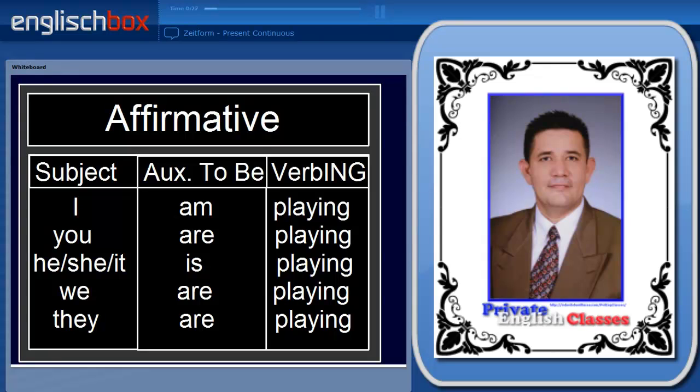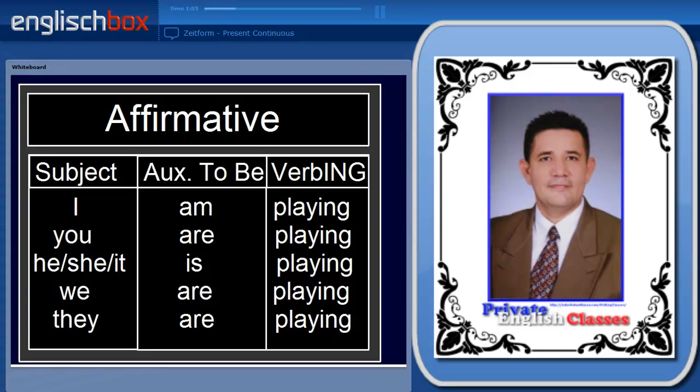In the affirmative, we begin the sentence with the subject. So I, you, he, she, it, we, or they. Then we have the auxiliary verb to be. For example, I am, you are, he is, we are, or they are. And finally, you have the verb in the gerund form, or the present participle, with ing.